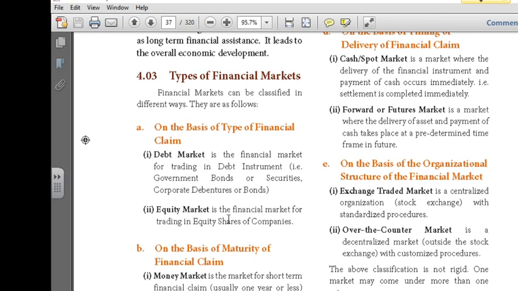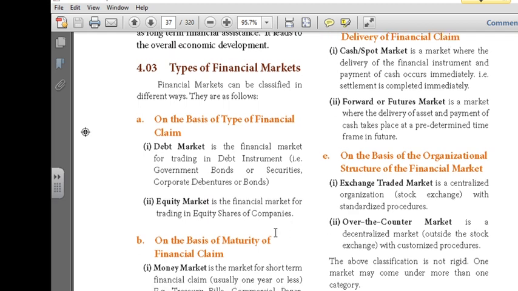And the equity market is a market for equity shares of a company. Shares are mainly divided into two: preference shares and equity shares. So this is based upon the equity shares of a company. So on the basis of type of financial claim, we divide the financial market into two: the debt market and the equity market.